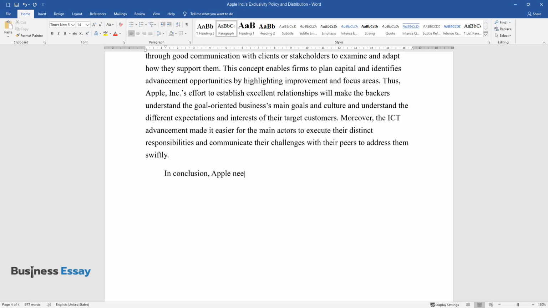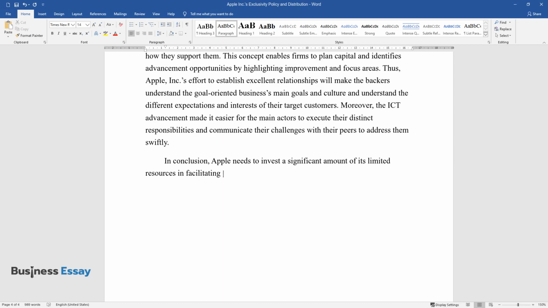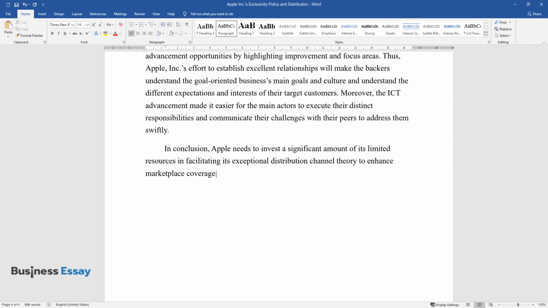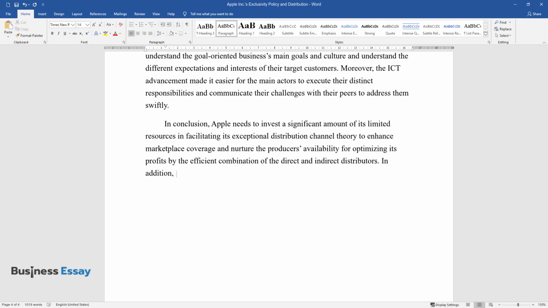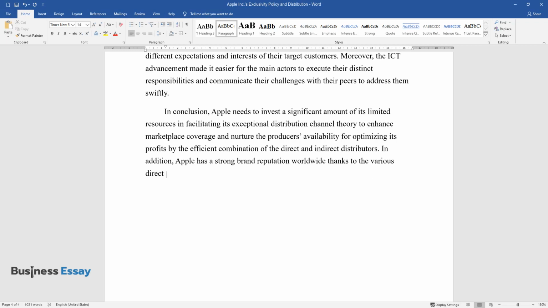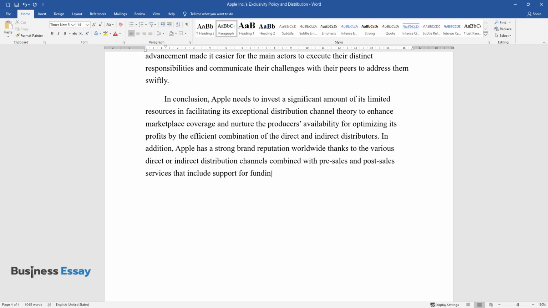In conclusion, Apple needs to invest a significant amount of its limited resources in facilitating its exceptional distribution channel theory to enhance marketplace coverage and nurture the producer's availability for optimizing its profits by the efficient combination of the direct and indirect distributors. In addition, Apple has a strong brand reputation worldwide thanks to the various direct or indirect distribution channels combined with pre-sales and post-sales services that include support for funding, maintenance, and guarantees.